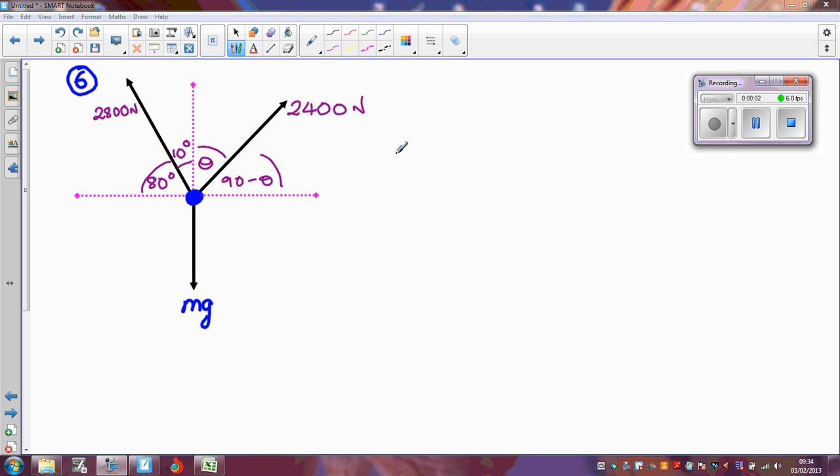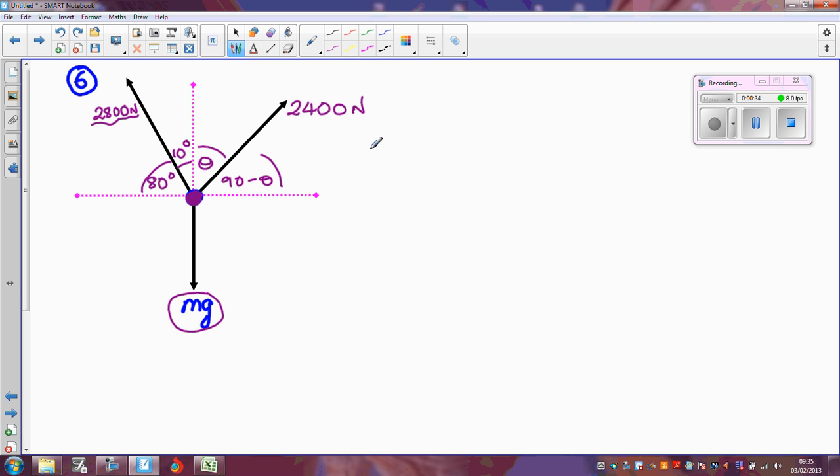Okay, it's understanding the diagram, I think, for this question that makes it a little bit difficult. What we have here is our concrete slab. Its mass is m kilograms, therefore its weight is going to be mg newtons, and it's being supported by two cables. And the cables must be moving away from each other, as in the diagram. So you've got the 2,800 Newton tension acting at an angle of 10 degrees to the vertical. You've got a 2,400 Newton force acting at theta to the vertical.